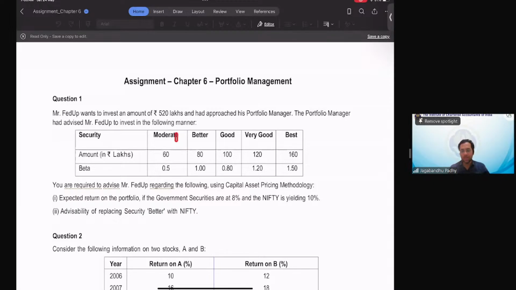So securities are being placed, let's say moderate, better, good, very good, and best. These are the 5 securities given to us. Amount is given and the beta values are given. You are required to advise Mr. Fedab regarding the following using capital asset pricing methodology. Expected return on portfolio if government securities are at 8% and Nifty is yielding 10%. Advisability of replacing security better with Nifty.